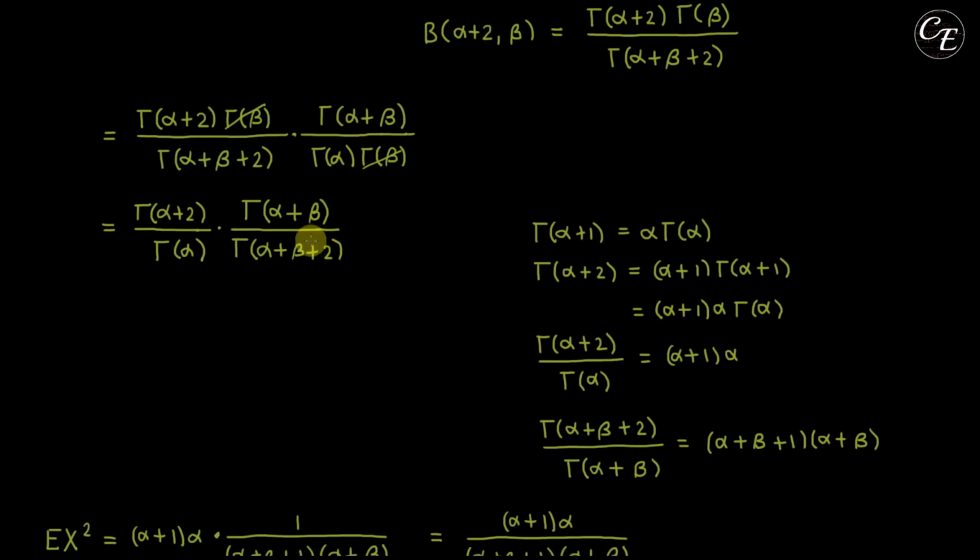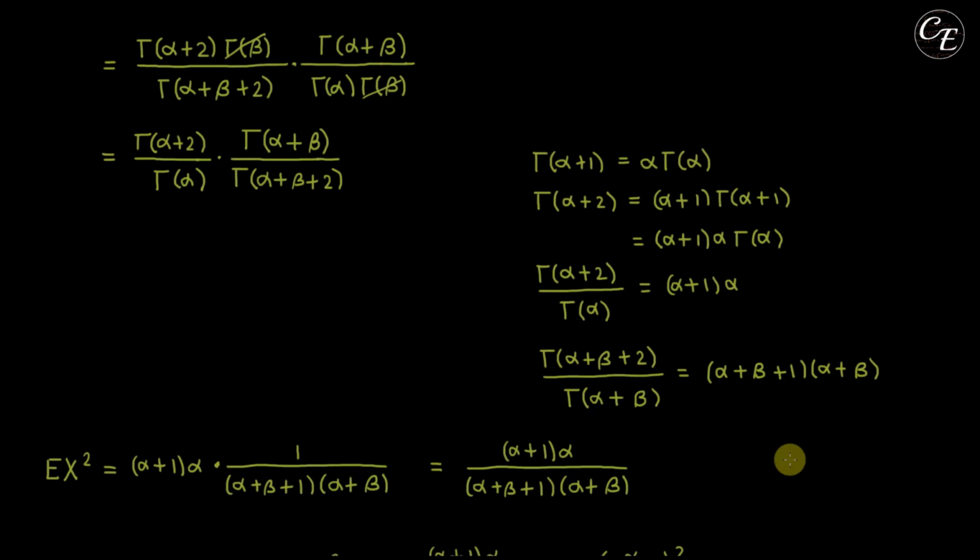Then notice that this one is a reciprocal of this one. So this one can be replaced by the reciprocal of this one. So we have here, this one is the same as this one, so we have alpha plus 1 times alpha in here, times this one which is the reciprocal of this one. So we have here 1 over alpha plus beta plus 1 times alpha plus beta. Then simplifying, we have this one in here and this denominator in here. So now we have derived our expectation of x squared.